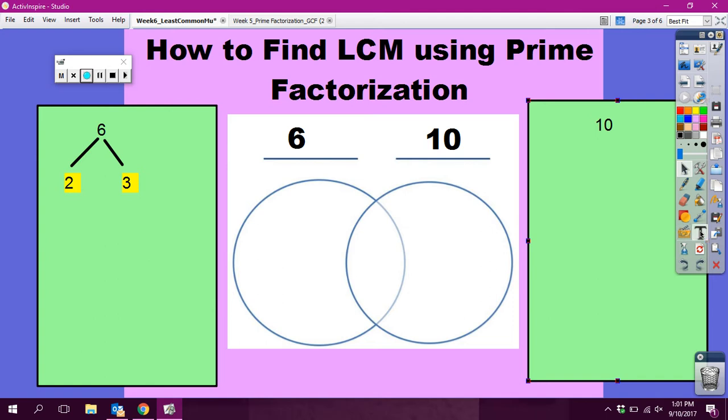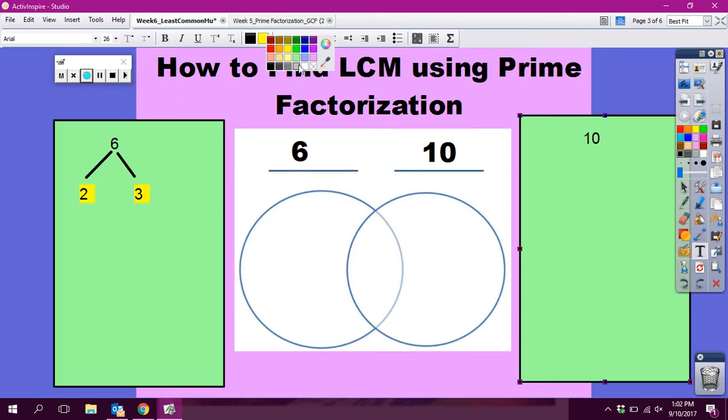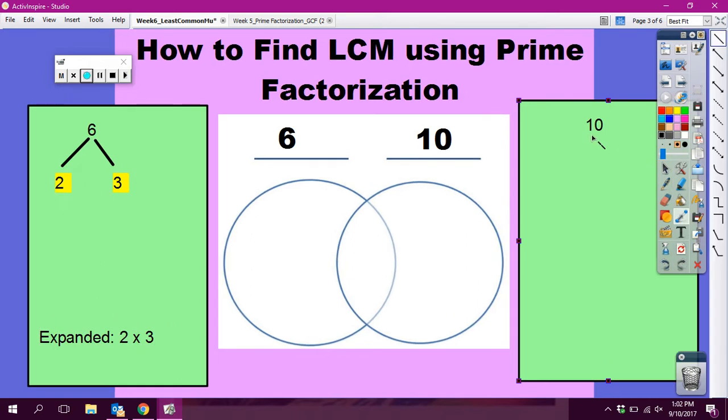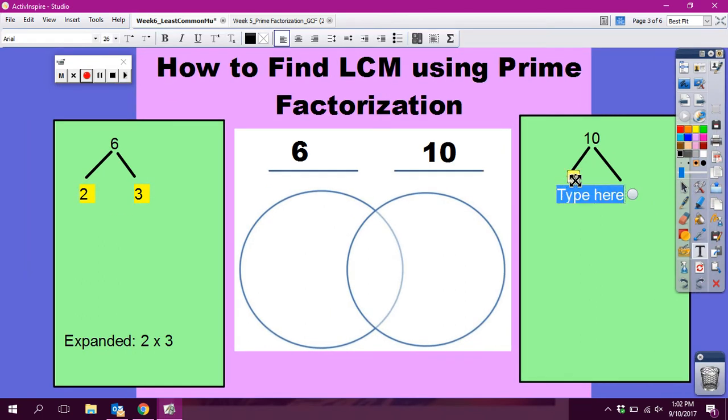All right, so to list out an expanded form, that's going to be pretty easy. So that's going to be 2 times 3, just like what we have, because nothing is repeated. It was really simple. Okay, 10, again, another one of those smaller numbers, so I shouldn't have a very large prime factorization. That can be broken down into 2 and 5. Thankfully, those are the only other factors of 10 other than 10 times 1.